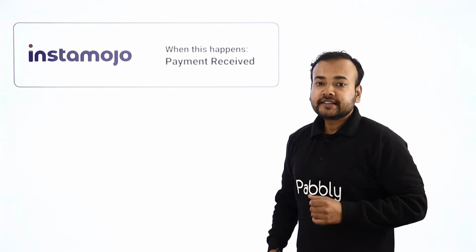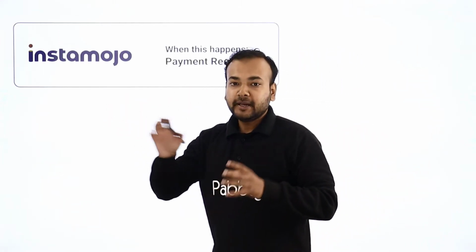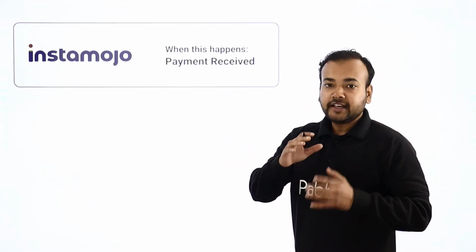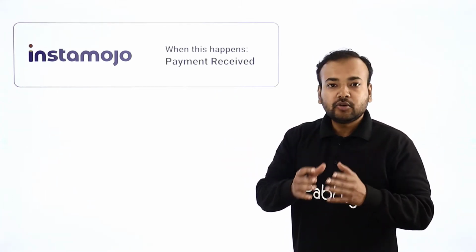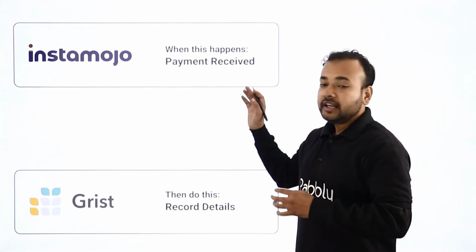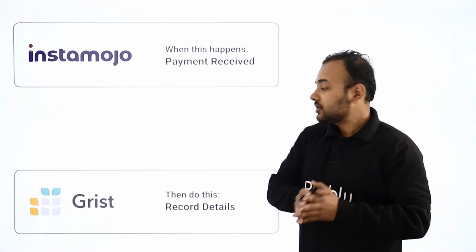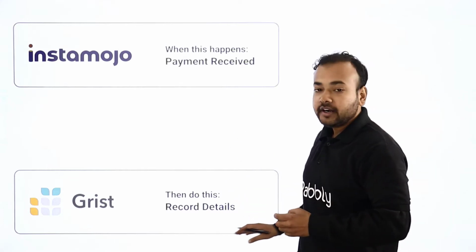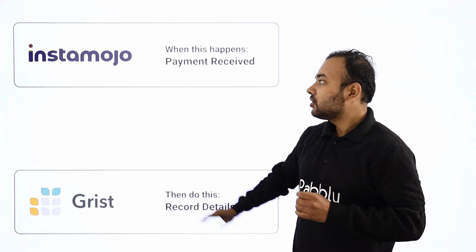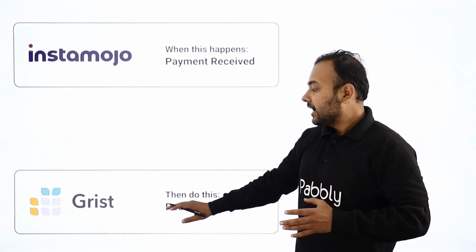Here I have taken the example of Instamojo to create a payment link, and as and when you receive a payment here about any software or anything you are selling online, the details of the payment along with the details of the customer will be added here as a record in Grist. Okay, but the only issue present here guys is that there is no direct connection between Instamojo and Grist.